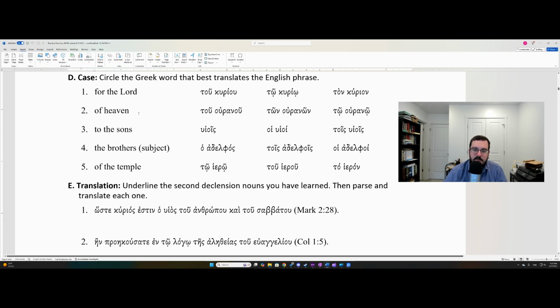Of heaven. Of heaven. This one's interesting. We have ton uranon, to urano, and tu uranu. We can kind of rule out the dative, right? We have the to urano, we have our dative. We know it's 2 or 4 because we have another dative right here that we just saw. Now we've got two genitives. We've got our plural genitive of the heavens, and then just of heaven, right? Tu uranu is our winner.